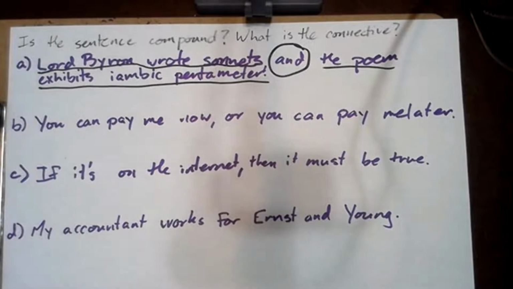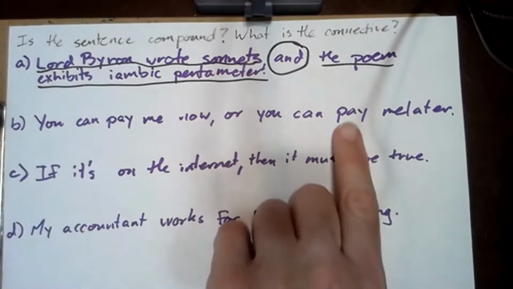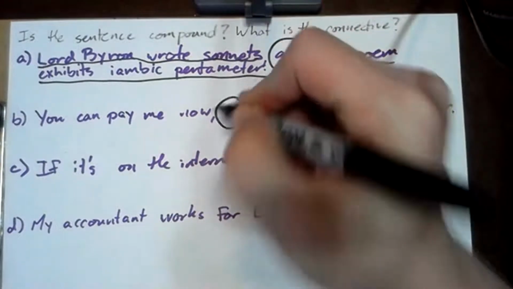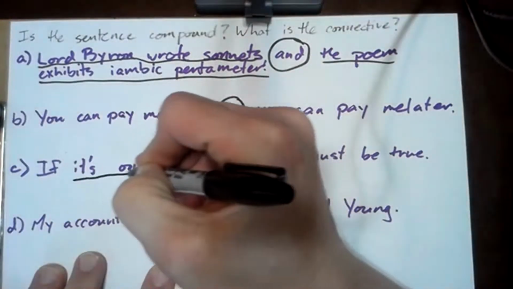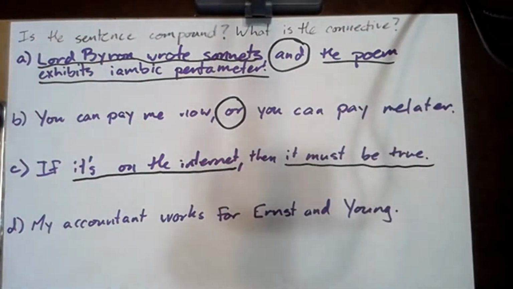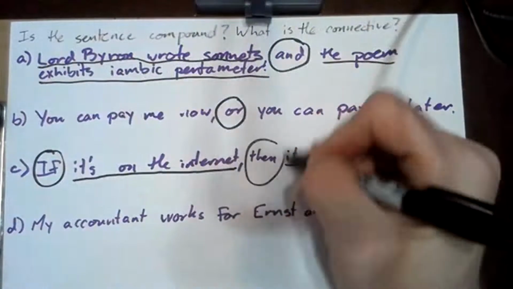Next, we've got you can pay me now or you can pay me later. And again, we have two statements with a connective. The two statements are you can pay me now and you can pay me later. The connective, of course, is or. The third one is also compound. Its two statements are it's on the internet and it must be true, which of course we all know is false. And the connective is more than one word here. Our connective is if then.